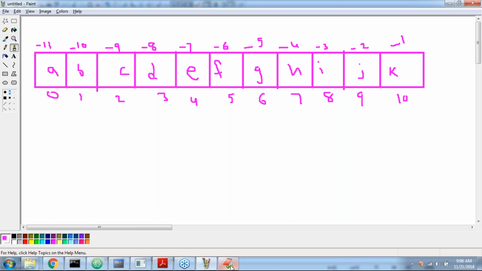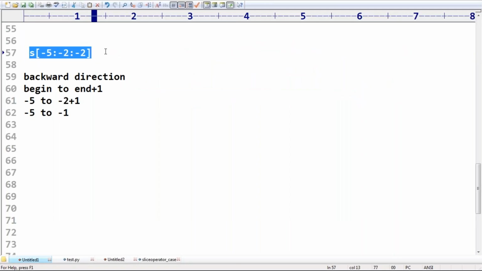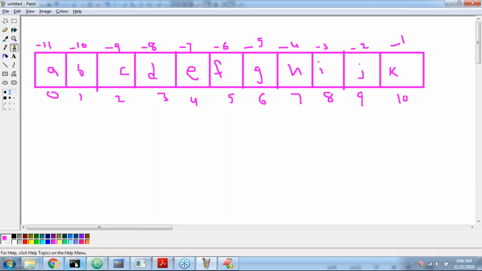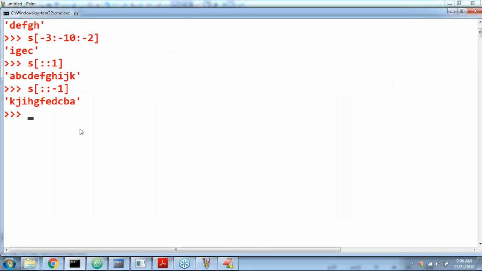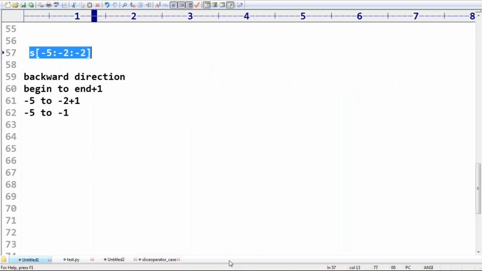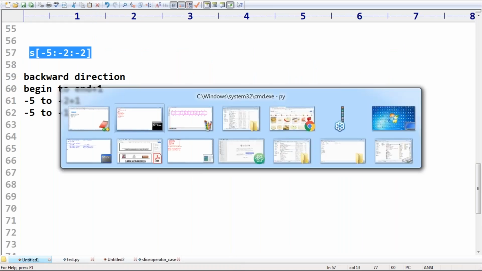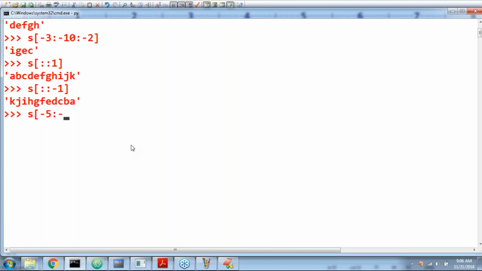Yes, Kumar, are you in a position to understand? Now let me cross-check. Let me execute this code. Okay, can you please spell out S of what it is asking? S of minus 5 colon minus 2 colon minus 2. But the answer we are going to get is simply an empty string. Nothing will be there, sir.